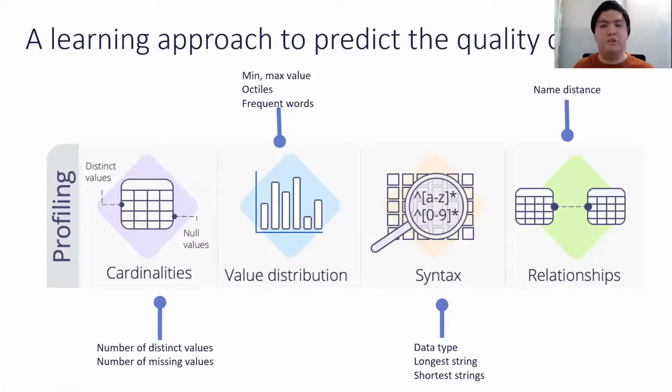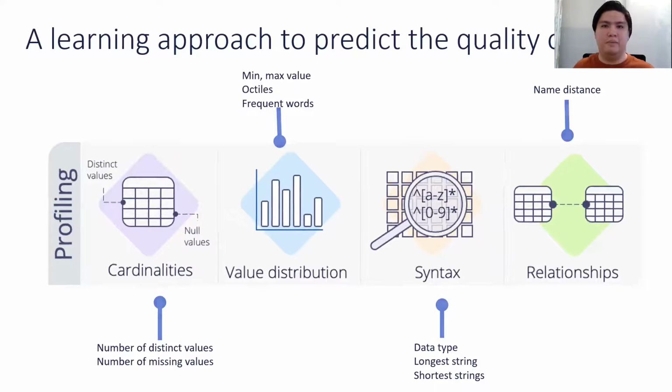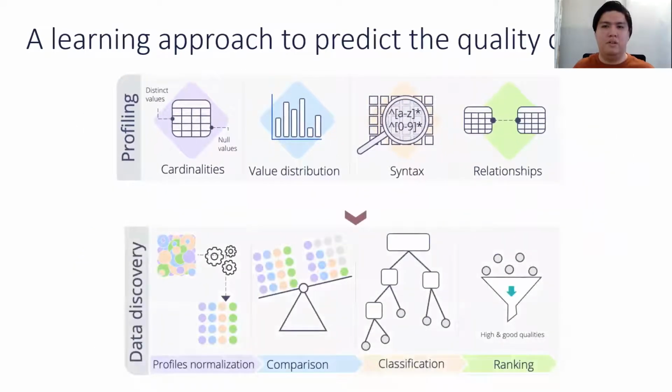Importantly, profiles can be computed once and incrementally maintained. Once we have the profiles, we normalize them, compare them, and use random forest models to predict their join quality label.